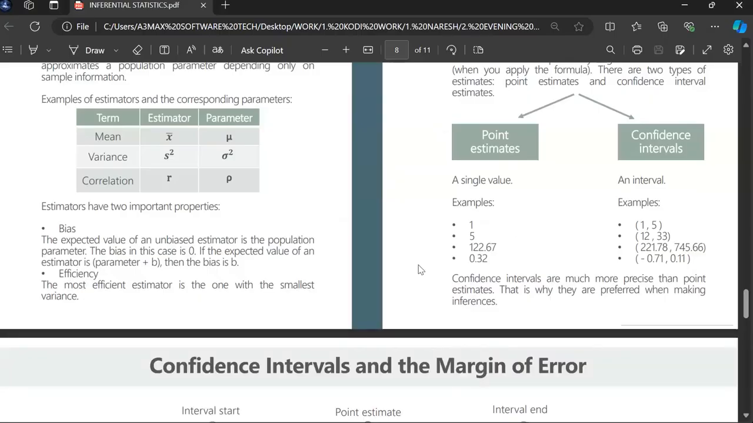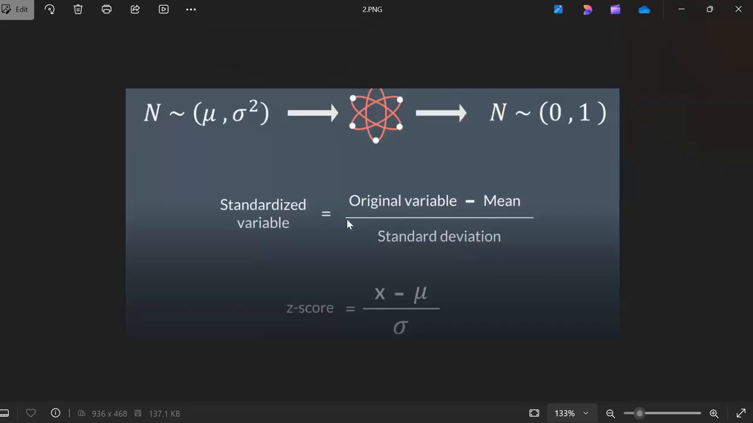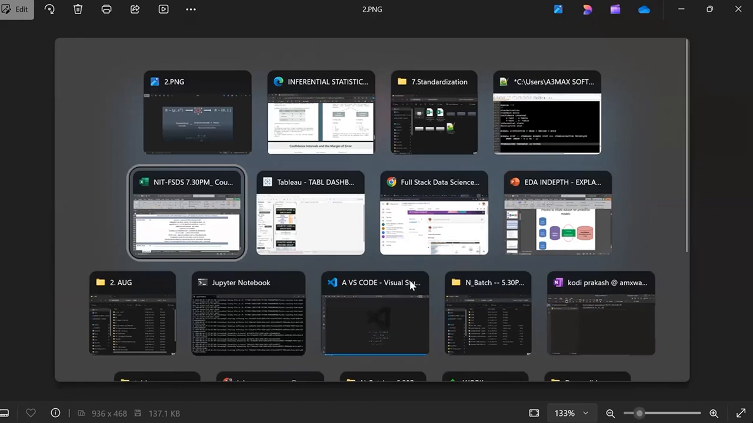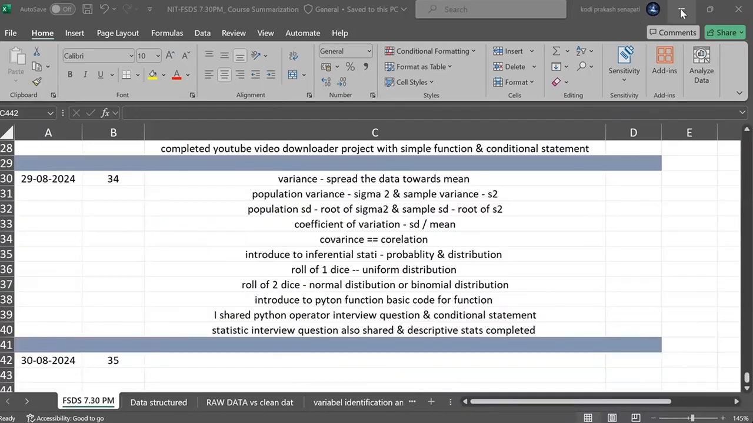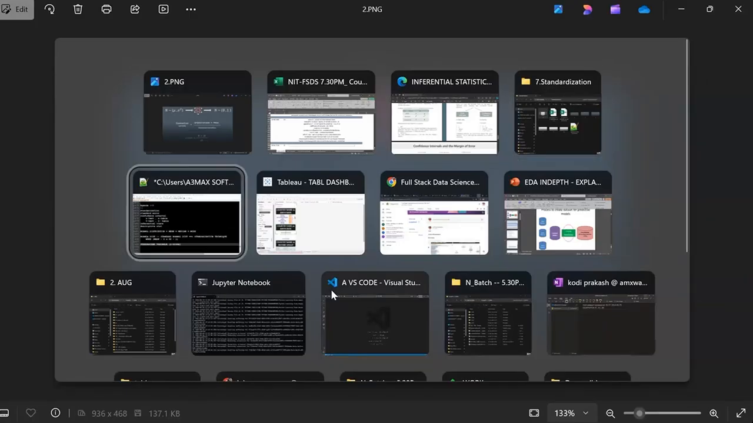Now, if you see this equation, the Z-score equals the original variable minus the mean, divided by the standard deviation. Are you clear on this equation? Now, the equations are going to increase day by day. Understand? The equations are increasing day by day.